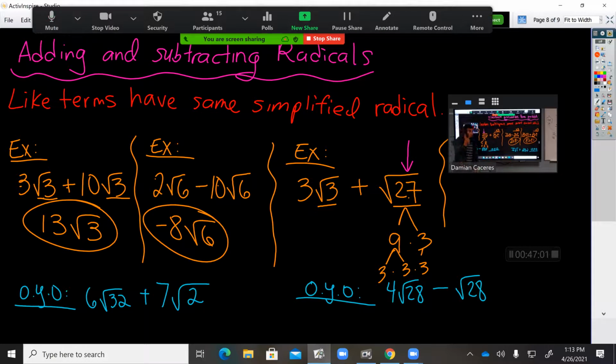Now, does anything repeat twice? Yes, the 3 repeats twice. It comes out once. What stayed in that radical? What's still in this radical? This 3 right here, because these came out. So we have 3 square root of 3. Now, is it a like term with this? Yes, it is. 3 square root of 3 plus 3 square root of 3 is 6 square root of 3. Add the numbers, radical stays the same.